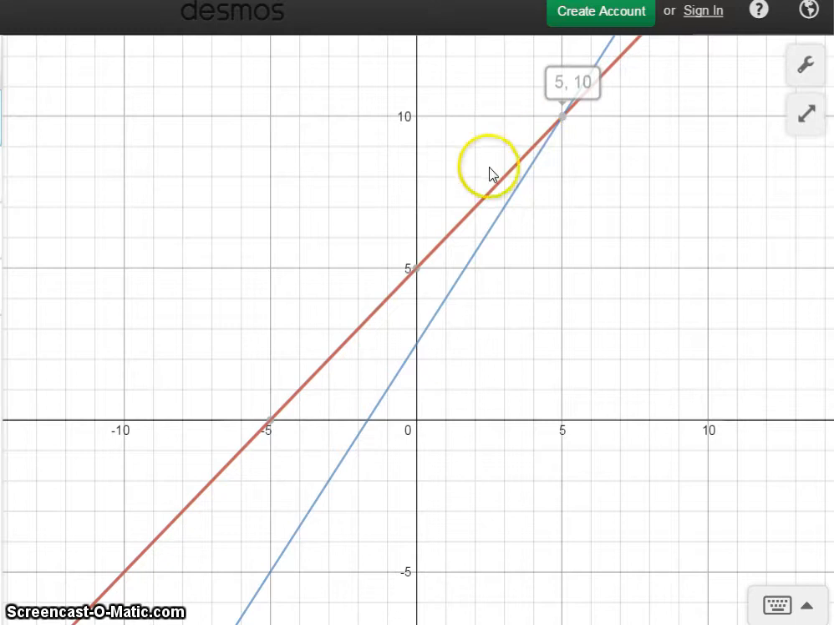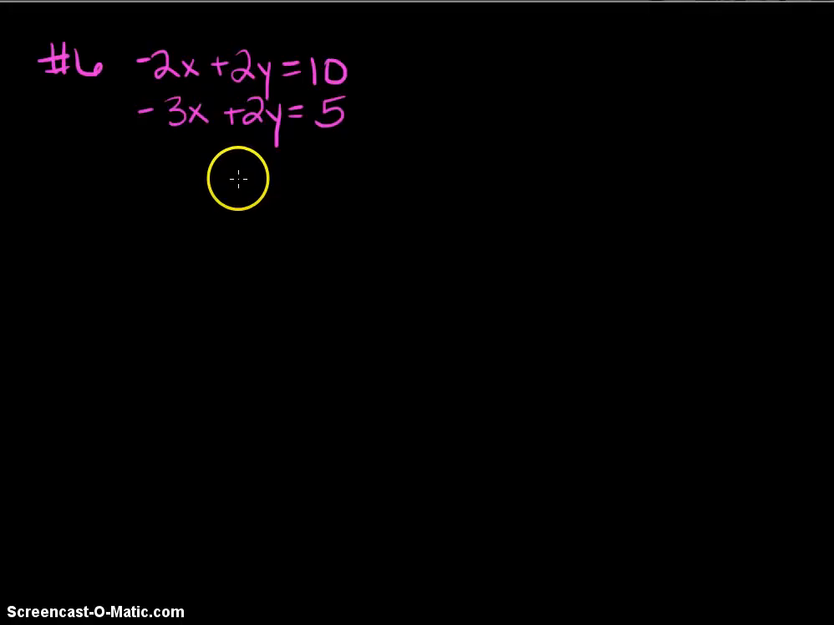So let's go back into our drawing board. Okay guys, so this video is going to go over number 6 and number 7. So here's number 6. So I've got negative 2x plus 2y equals 10 and negative 3x plus 2y equals 5. So in the last video, we were able to eliminate the variables right away because the numbers were the same, which they are here. The numbers are the same here, but the signs, these signs here, are also the same. All right, positive and positive.